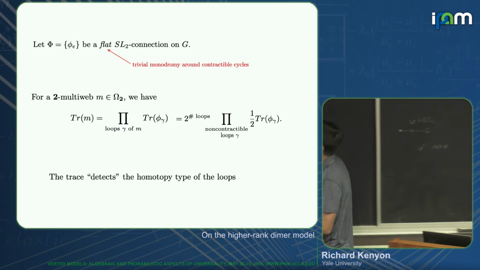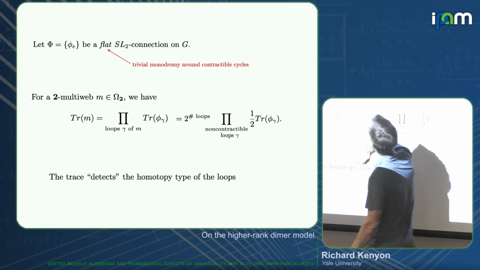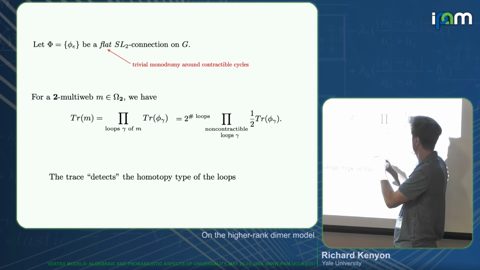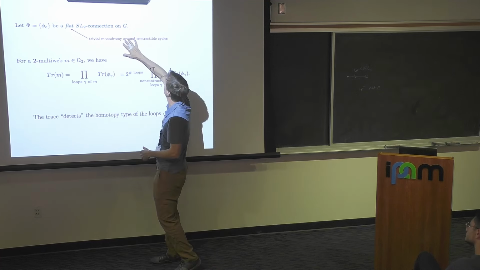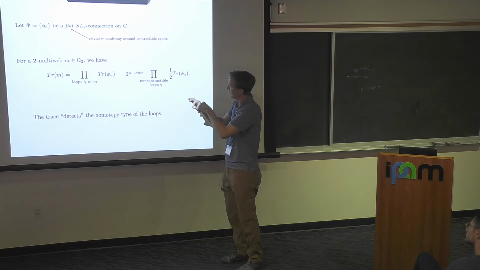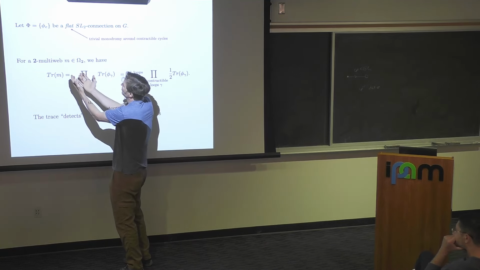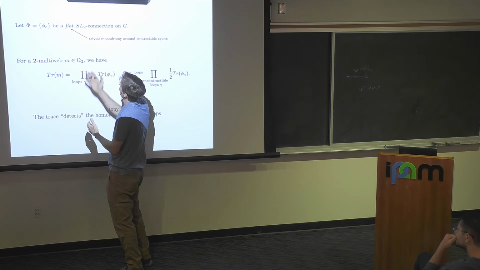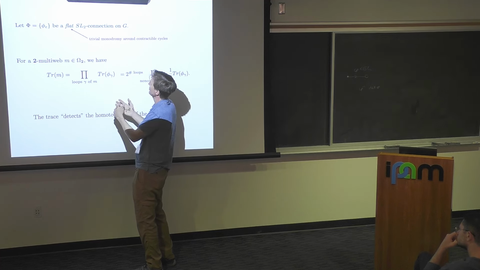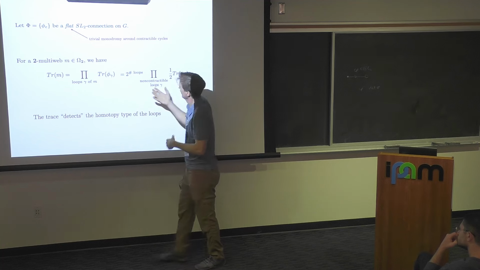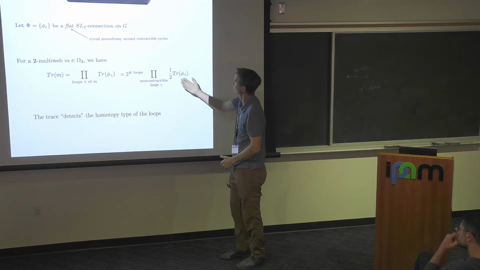Well, here's how you manage. Now I'm going to choose a connection which is a flat SL2 connection on the graph. Flat meaning around every unpunctured face, the monodromy is trivial. Trivial monodromy around contractible cycles or contractible faces, but not necessarily around the punctured faces. Then, when you have a 2-multiweb, what is the trace? Well, if you've got a flat connection, you can ignore loops which don't surround any punctures. Those just contribute 2. But the loops which do surround punctures will pick up non-trivial monodromy from the connection.